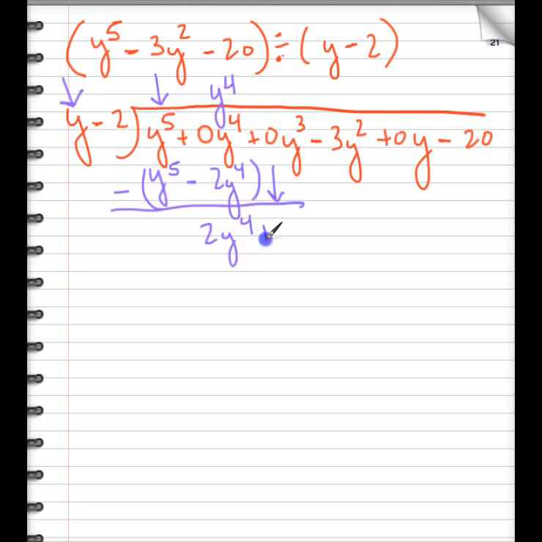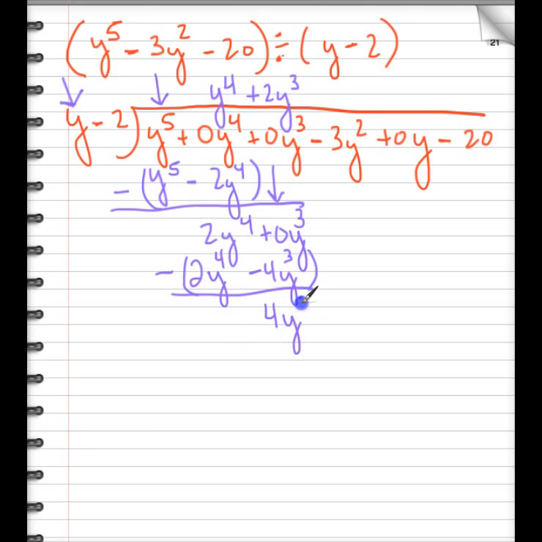Bring down the next term, which is plus 0y cubed. Ask yourself the question, y times what is 2y to the 4th? Well, you need 2y cubed. Notice how it lines up nicely. Multiply back, and you get 2y to the 4th minus 4y to the 3rd. Subtract that. These must cancel, and they do. You have nothing minus a minus, which is positive 4y cubed.